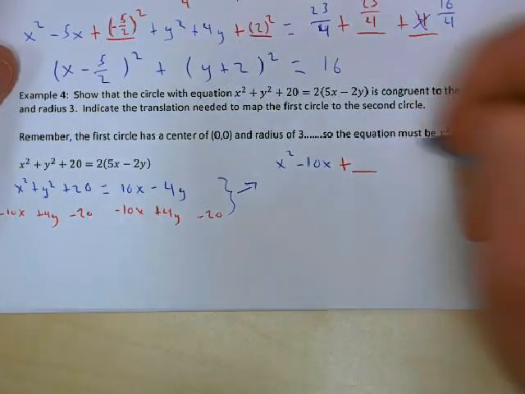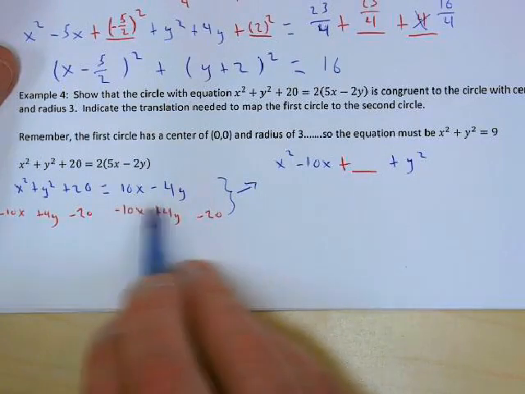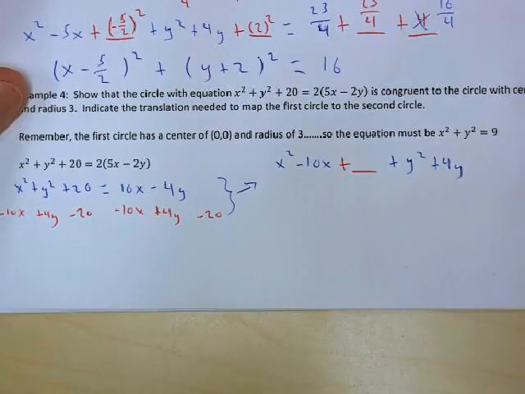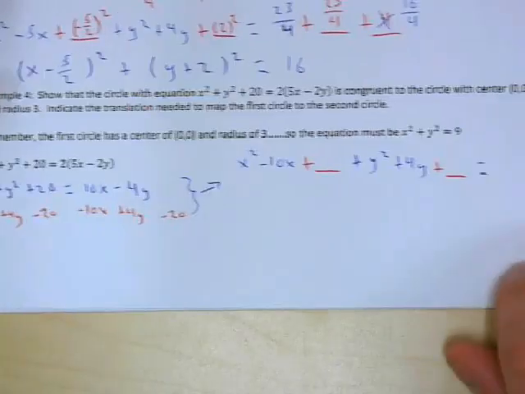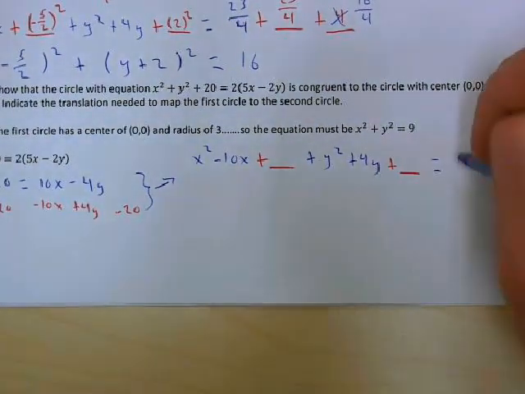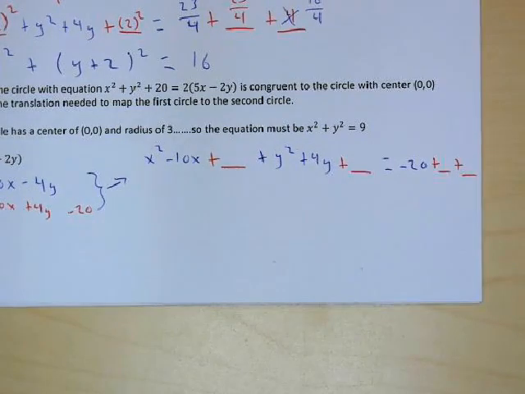So plus blank plus y squared plus 4y plus blank equals, and then on the other side of the equation we got minus 20 and then plus blank because we need to add whatever we added to the left side, we need to also add that to the right side. Okay, so hopefully you're able to fit that on your page. Yeah, there's a little tight here.